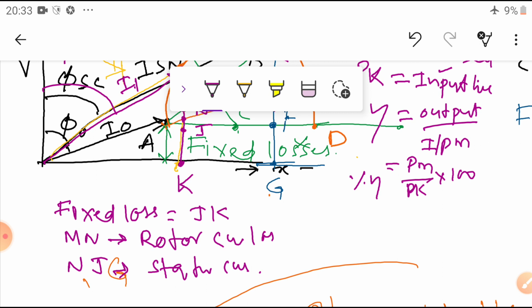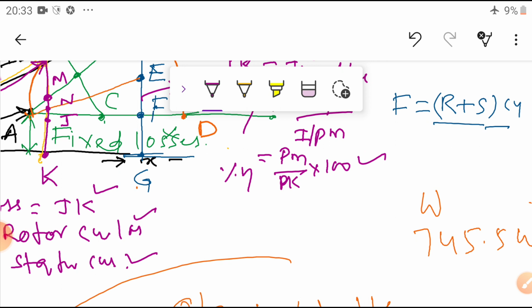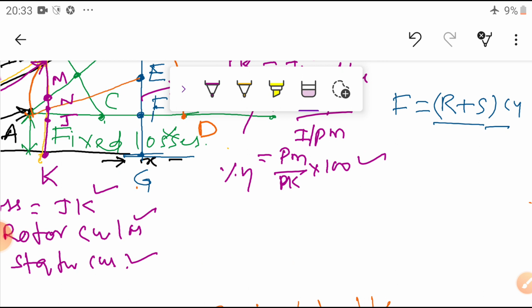Okay, this is enough. Now we know the efficiency, the rotor copper losses, the stator copper losses, and the fixed losses from the circle diagram. Now I want to know the full load slip. So what is the slip? You already know the basic formulas, slip is required. So slip can be calculated in terms of power input.